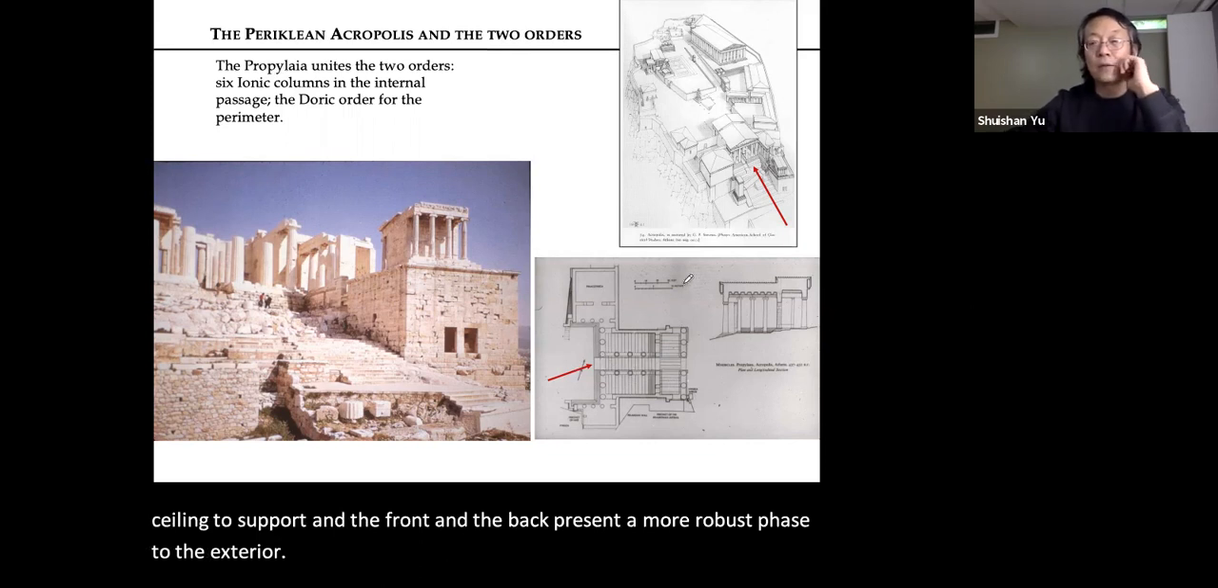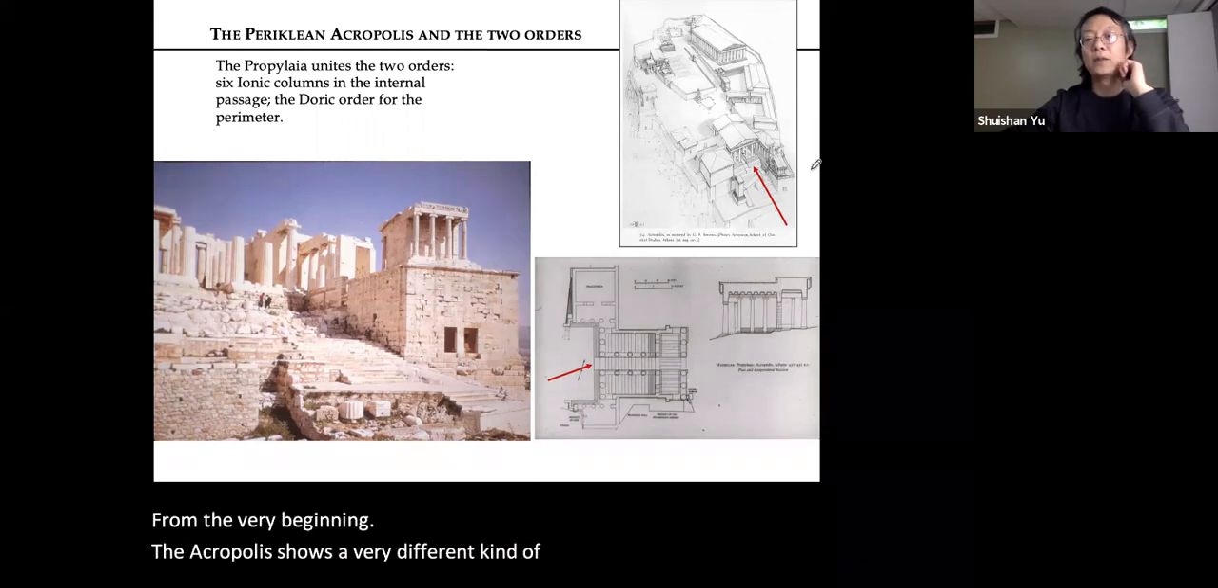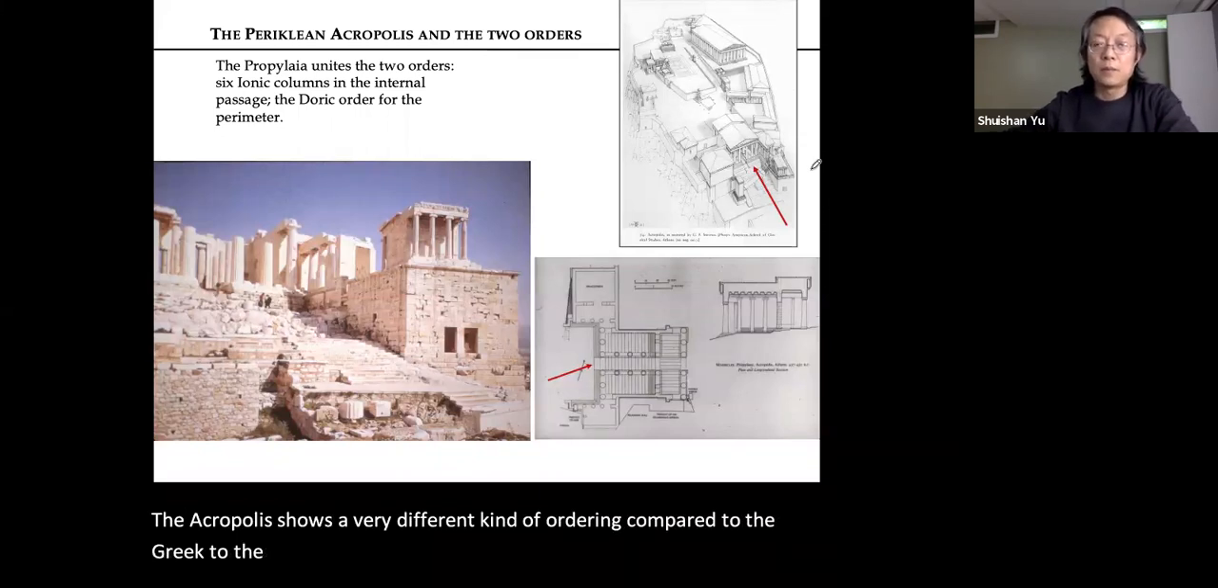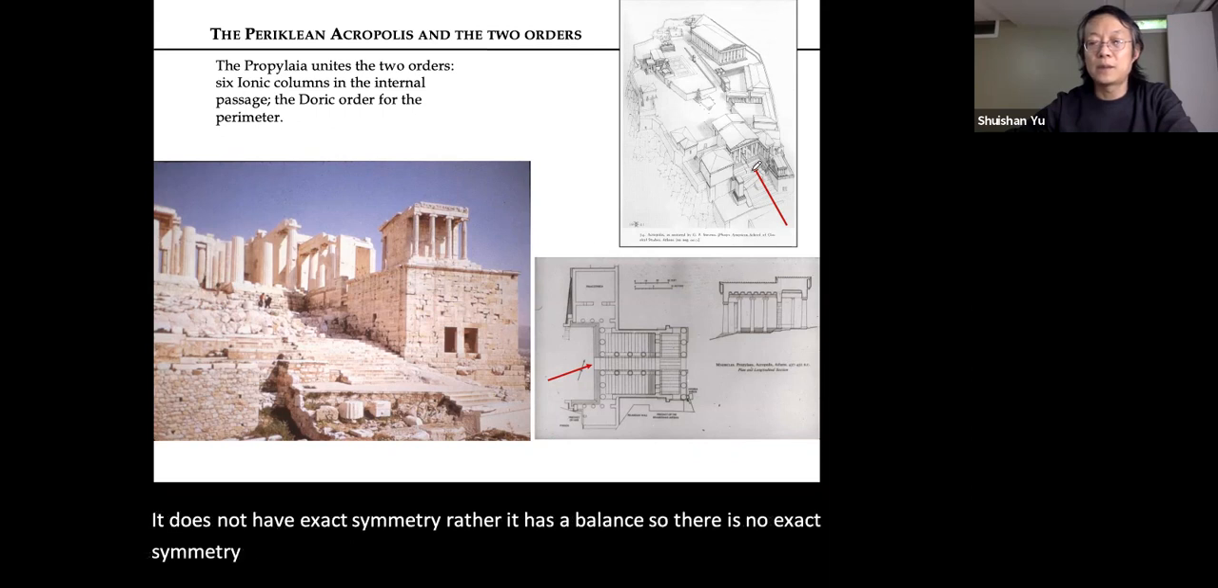Here I want to point out, from the very beginning, the Acropolis shows a very different kind of ordering compared to the Greek, to the Egyptian and Mesopotamian architecture. It does not have exact symmetry, rather it has a balance. So there is no exact symmetry, but it creates a sense of balance.